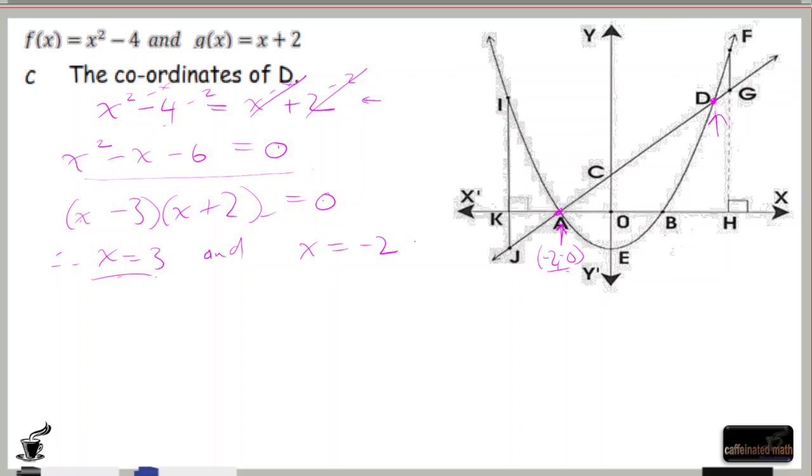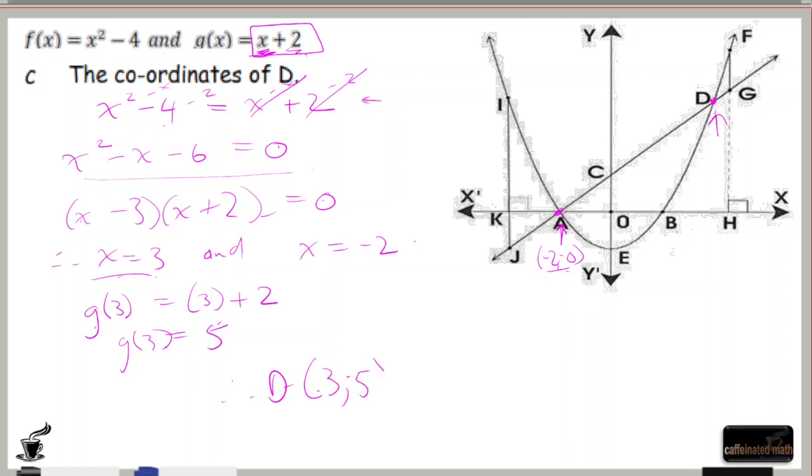And like I said, d exists on both, so the easiest way is to calculate for g of 3, which is just 3 plus 2. Why 3 plus 2? Well, I substituted the value 3 into this x, so it's 3 plus 2, which is equal to 5. And now I have a y value for the x value 3. Therefore, the coordinates of d are equal to 3, and it has a y value of 5. And graphically, that also makes sense. So I am very happy with that.